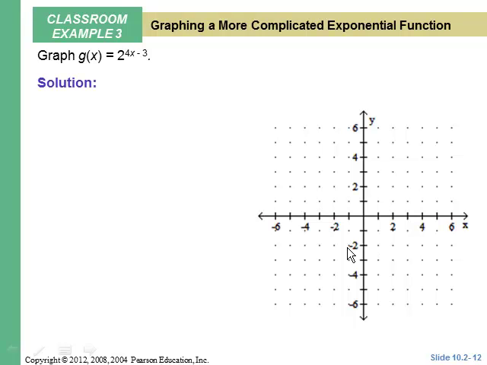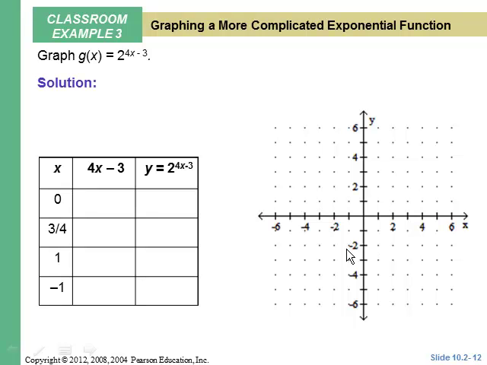Let's try this one. A little bit more complicated. First thing we have to do is figure out what 4x minus 3 is. 4 times 0 is 0, minus 3 is -3. 4 times 3/4 is 3. 3 minus 3 is 0. 4 times 1 is 4, minus 3 is 1. 4 times -1 is -4, minus 3 more is -7.